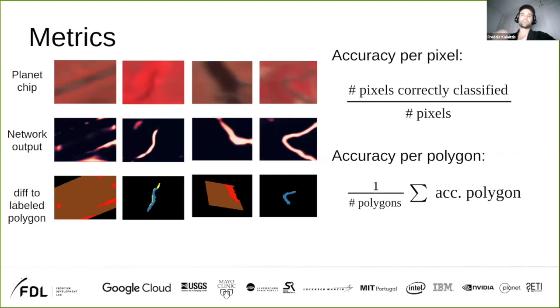If there's a misclassification, we signify this with either a yellow color in case of a false positive, or a brown or red color in case of a false negative. If it's purely blue, it means that's a true positive, a correctly identified water. If it's brown, it's correctly identified land.